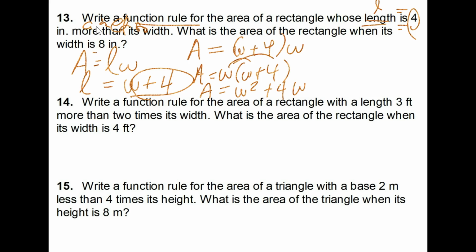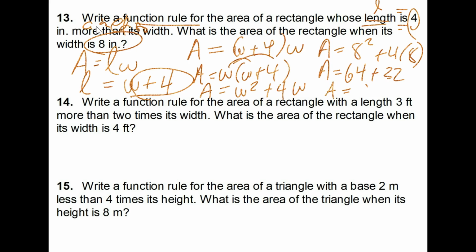Now we're going to use the function rule to answer this question. What is the area if the width is 8 inches? Okay, so we are going to square. The area is equal to 8 squared plus 4 times 8. 8 squared is 64 plus 32. A is equal to 96 what? What are our units? Inches squared. That's how you did that for your homework. So this is the answer, and the function rule is the answer. Those are the two things I'm looking for.